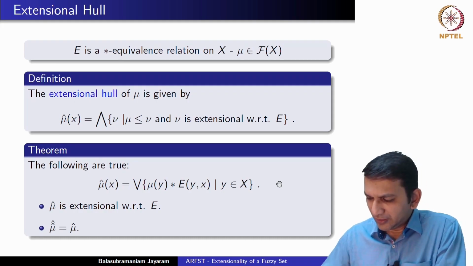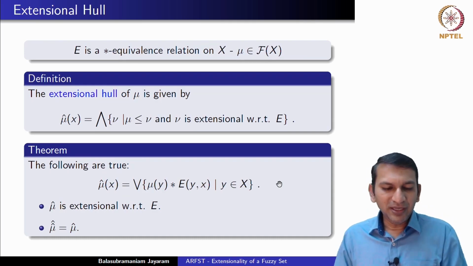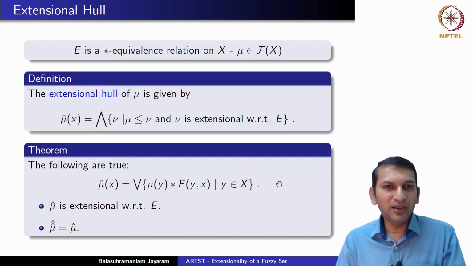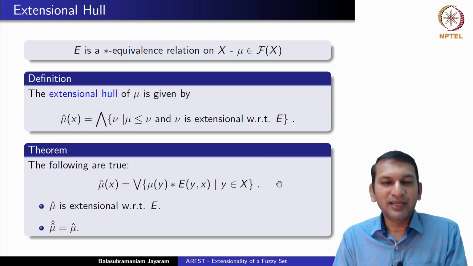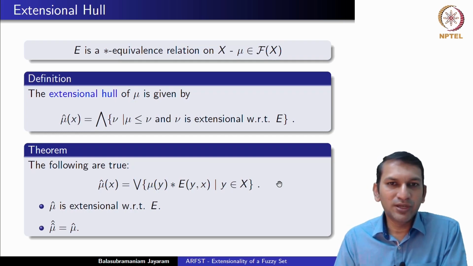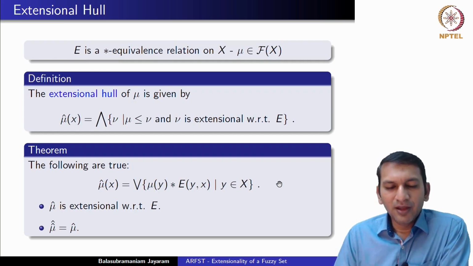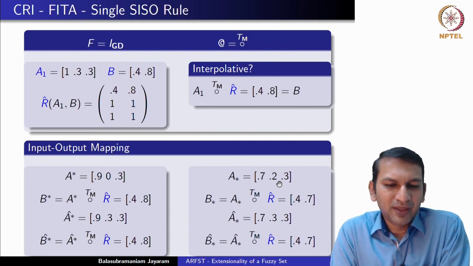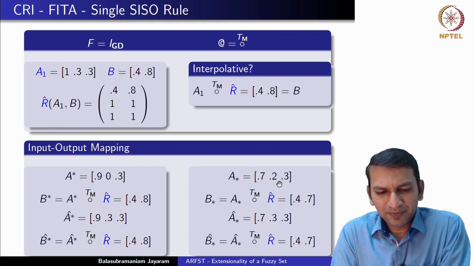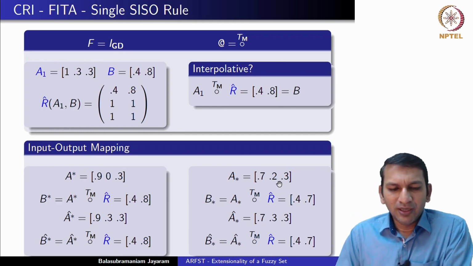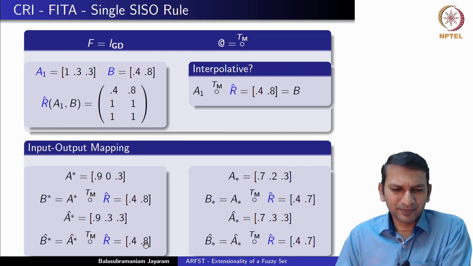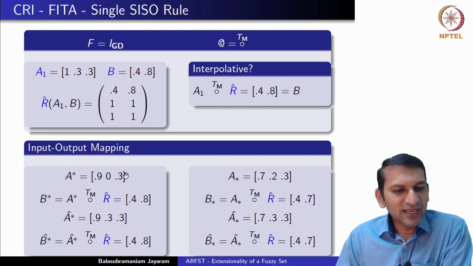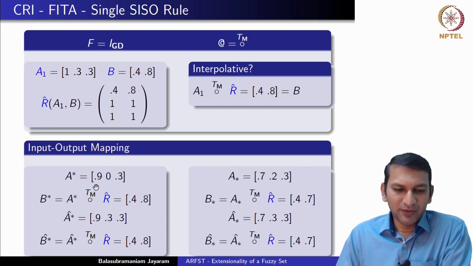Now what does it mean? If you take the extensional hull of an extensional hull, then clearly it is equal to the original extensional hull. Now let's come back to the observations that we made. This is an interpolative system. We saw that for these two inputs, the outputs were the same. Now we see something familiar.